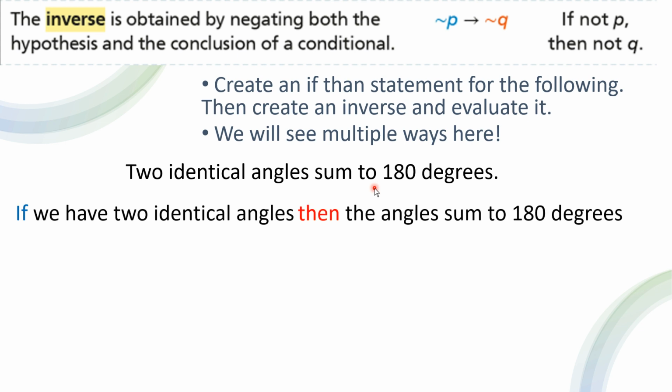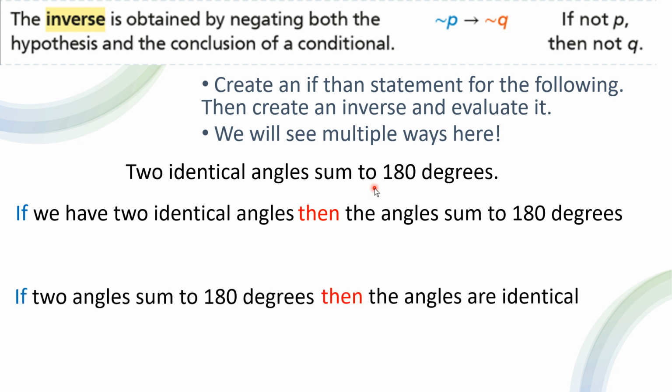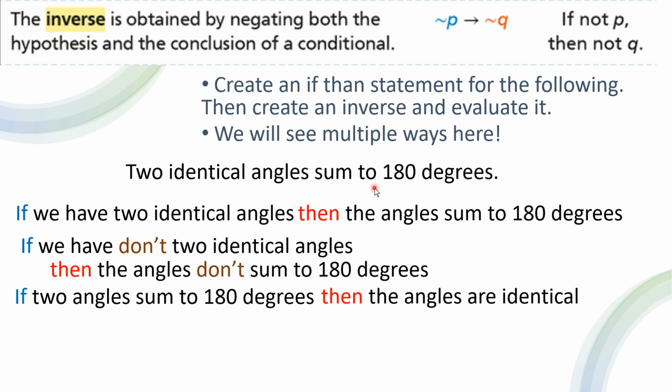So if we have two identical angles, then the angles sum to 90 degrees. Or we can have two angles that sum up to 180 degrees, then the angles are identical. If we don't have two identical angles, then the angles don't sum up to 180. That's not necessarily true, because we could have, for instance, 120 and 60, 95 and 85. Just because the angles aren't the same doesn't mean that you can't have them sum up to 180. So that's not a true statement.